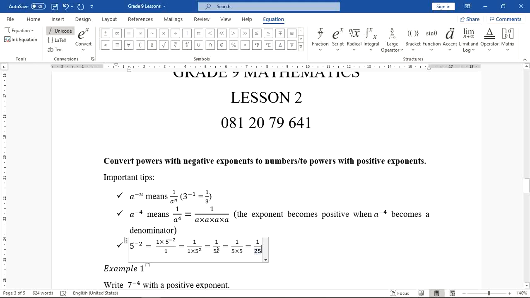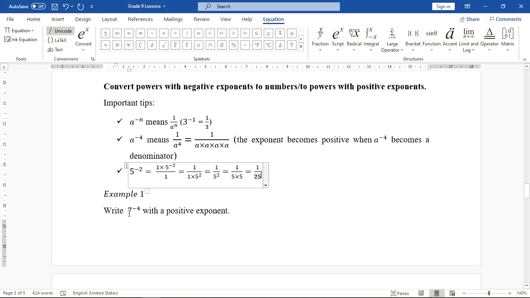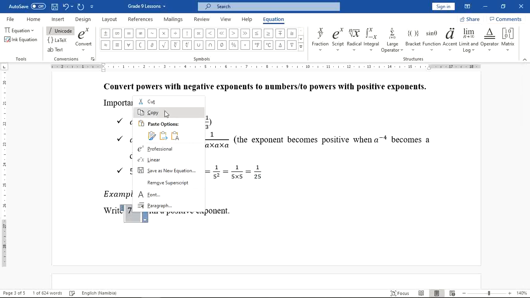Now let's look at example number 1 here. We want to write 7 exponent negative 4 with a positive exponent. So what do we do? We can take this and copy it.